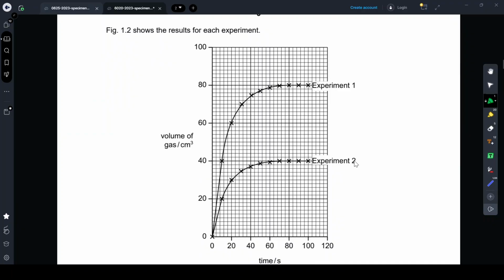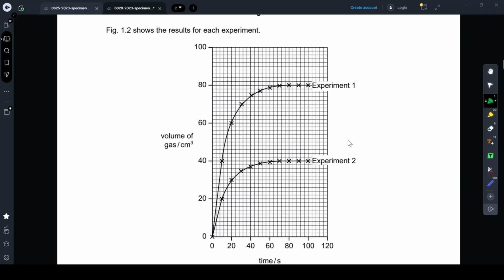Okay, so here's a graph. The figure shows the results for each experiment. So you've got time and volume of gas. You can see in experiment 1, you had much more gas being produced over a time of 120 seconds, that's 2 minutes, whereas in experiment 2, you have half. It's going up to 80 cm³ in experiment 1, and only up to 40 cm³ in experiment 2. Are they plateauing around the same point? I believe so. It's just about the same.